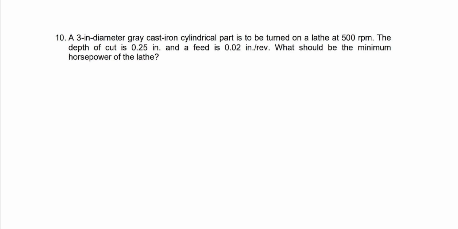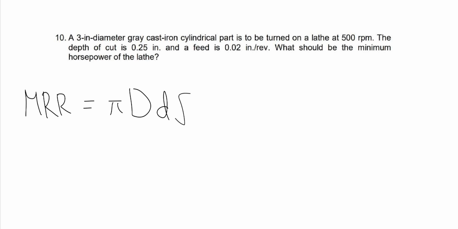So for this problem, we're asked to find the minimum horsepower of the lathe to be able to machine this part. In order to begin, we need to use the same formula as in problem number 8, the material removal rate formula, or we may know it as the MRR formula. So MRR, material removal rate, is equal to pi, diameter of the piece, diameter of the cut, feed rate, and revolutions per minute, RPM. So if we pay attention to our problem statement, we were actually given everything we need for the right hand side of the equation.